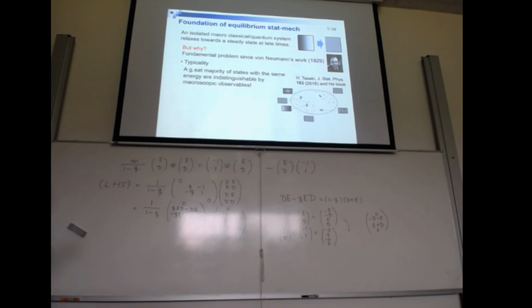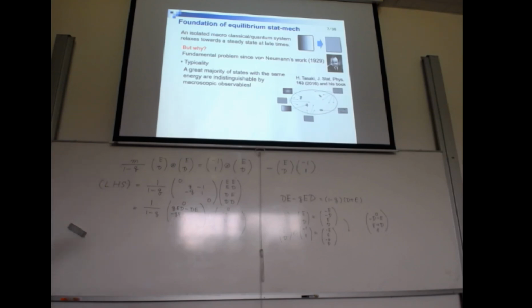Typicality states that a great majority of states with the same energy are indistinguishable by macroscopic observables like total energy, total particle number, or some density of particles or something like that. And here's a schematic picture of the Hilbert space. The energies are close to each other. And you see these gray areas represent some exceptional states. For instance, this one has no uniform density, and here you have a flow inside this box, right? In the rest of the white region, they are indistinguishable by any macroscopic observables.